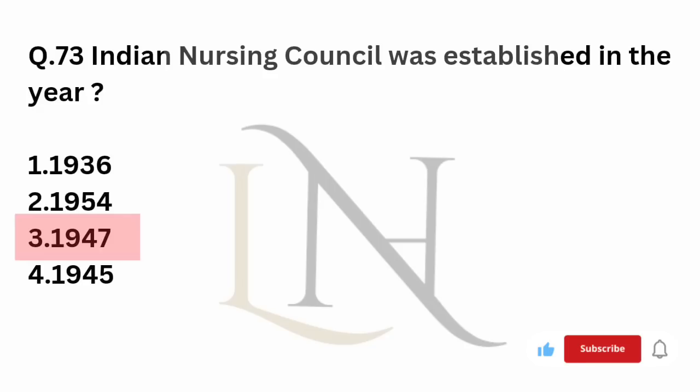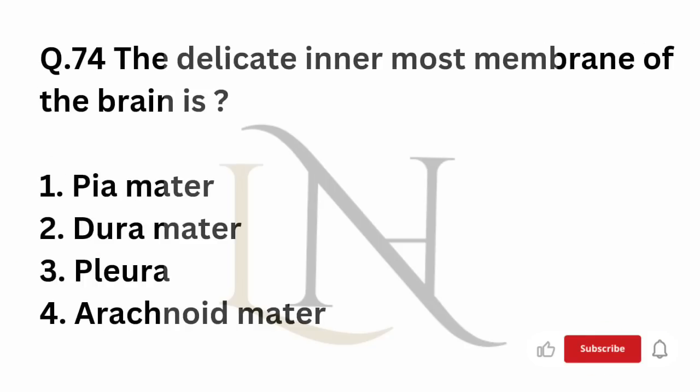Next MCQ. The delicate innermost membrane of the brain is option 1 pia mater, option 2 dura mater, option 3 flora, option 4 arachnoid matter. Answer is option 1 pia mater. So, brain has 3 layers: dura mater, pia mater and arachnoid matter. The outer layer is dura mater, inner layer is pia mater and arachnoid matter is the middle layer of the brain.